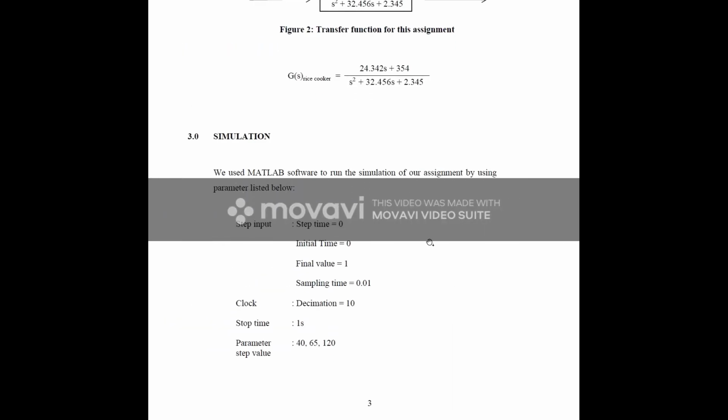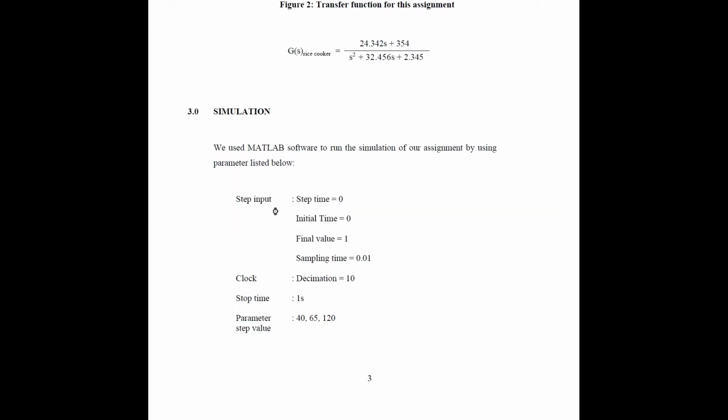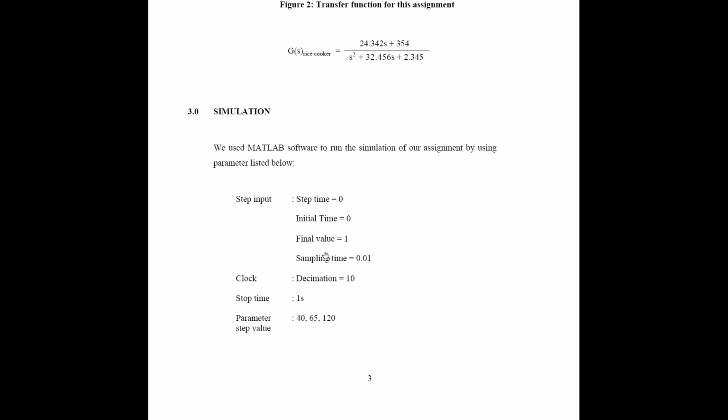Assalamualaikum warahmatullahi wabarakatuh. My name is Muhammad Hazwan Firdaus bin Muhammad Hazli. Okay, so first for the simulation for the system, as we can see here, the step input. So the step time is 0, initial value 0, final value is 1, sampling time 0.01, for the clock is 10 and the stop time is 1 second. Parameter step values are 40, 65, 120. So this will be for our input.